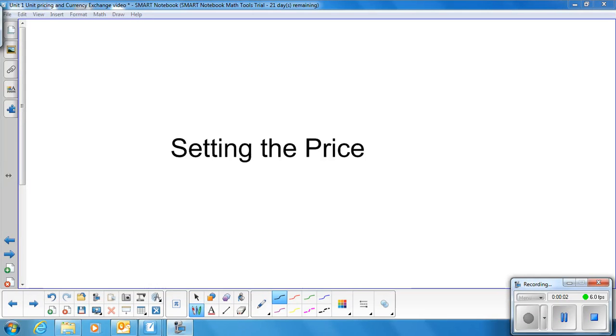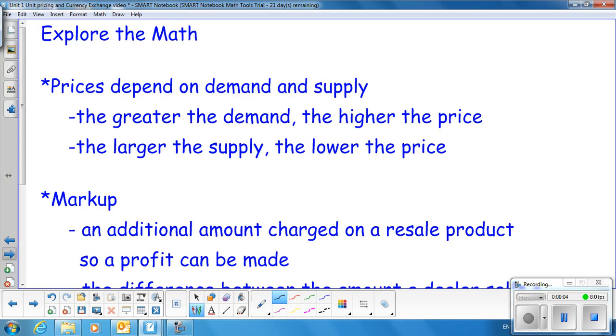Setting the price. Prices depend on demand and supply. The greater the demand, the higher the price. The larger the supply, the lower the price.